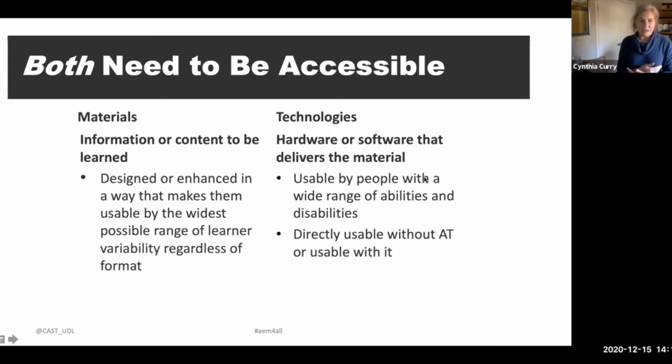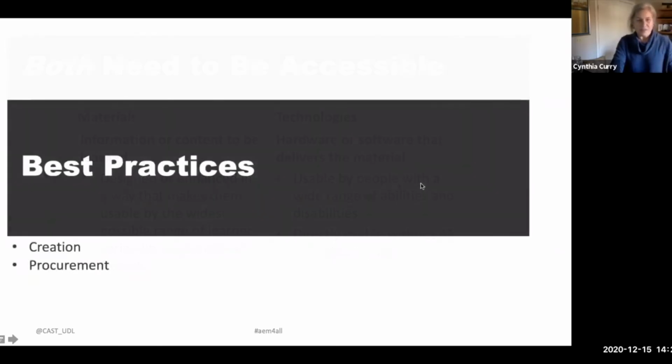A student's AT is not going to work because one of those two in the synergy of learning is inaccessible to the student. So we need both accessibility as well as UDL practices in order for students to make progress toward becoming expert learners. What are some best practices?